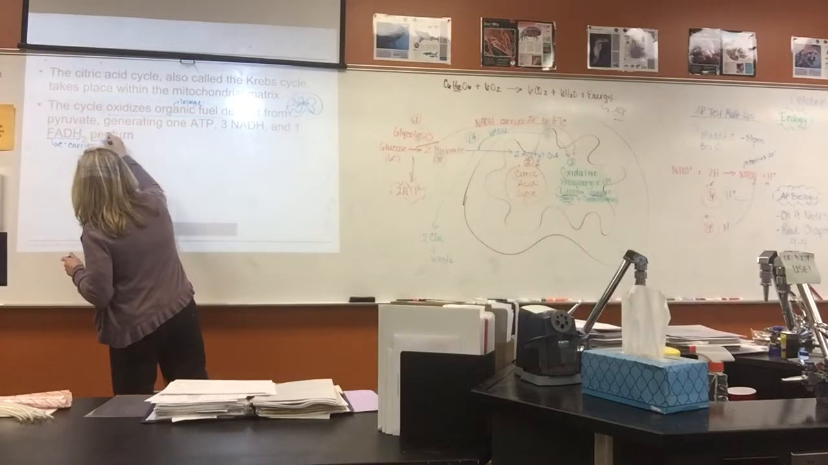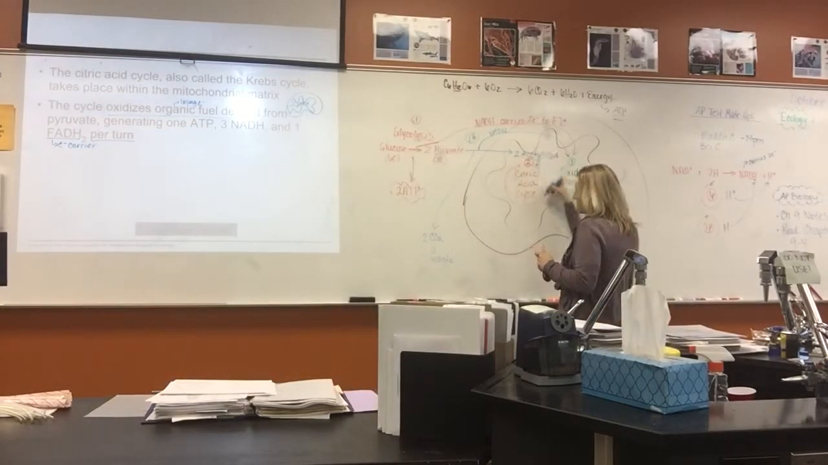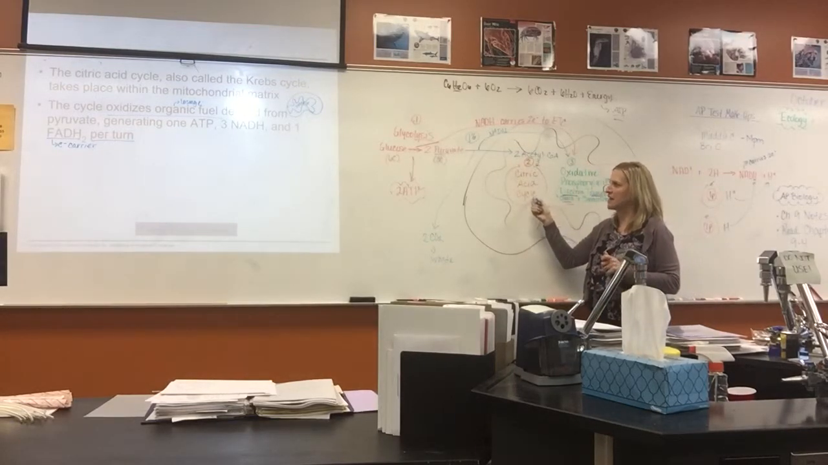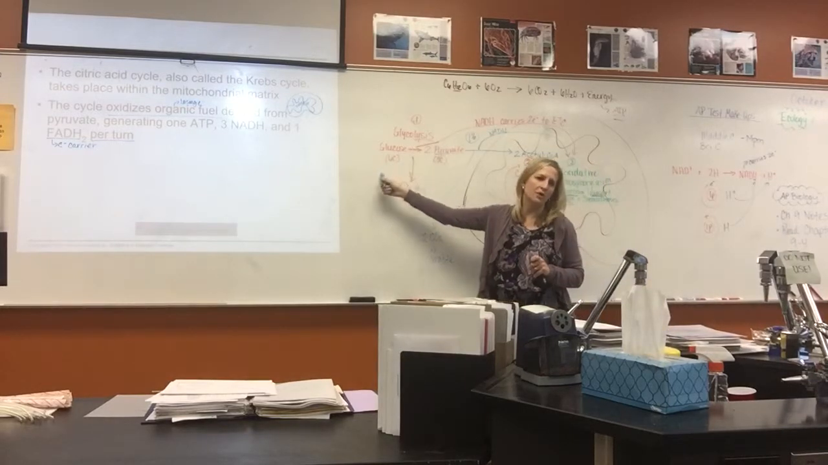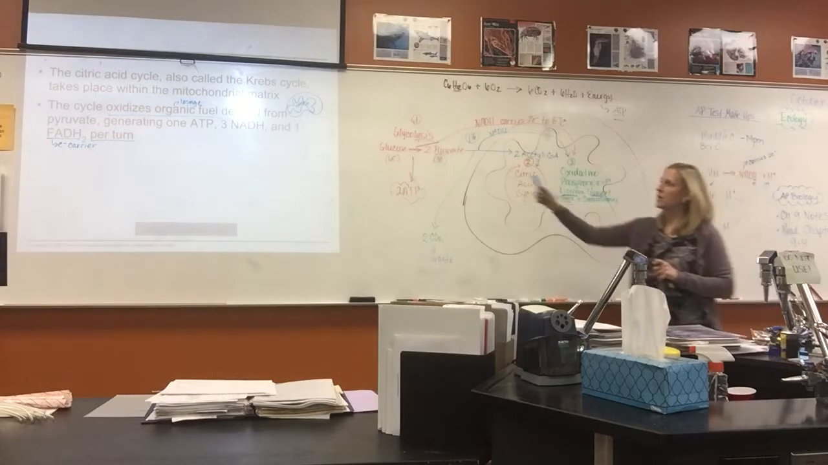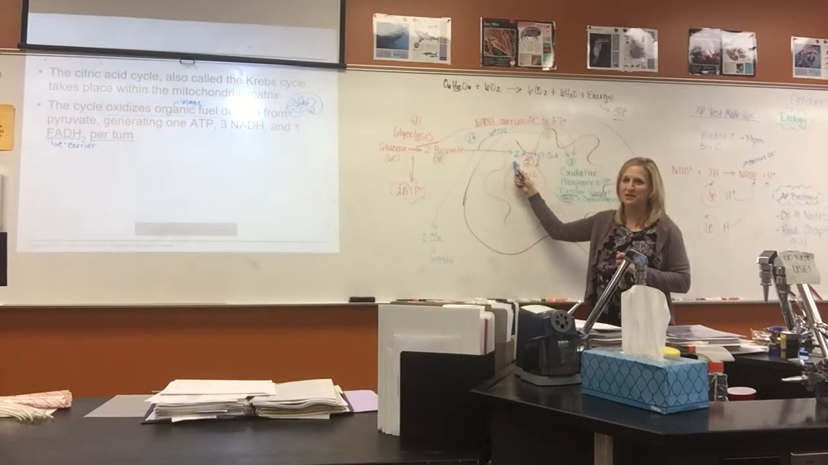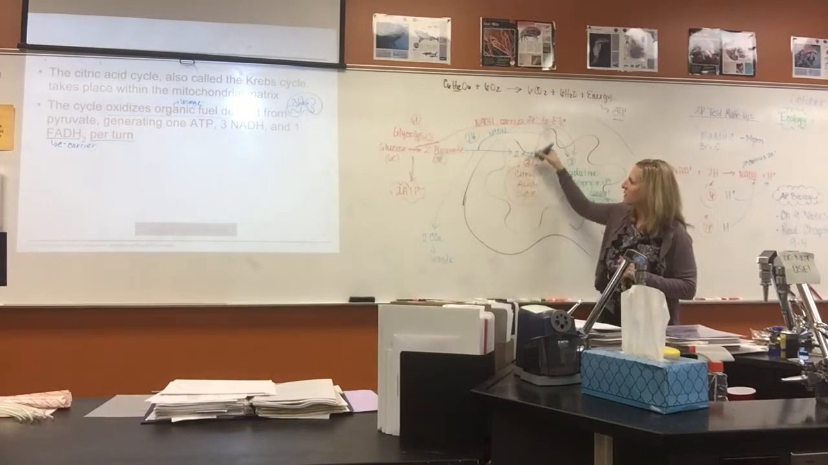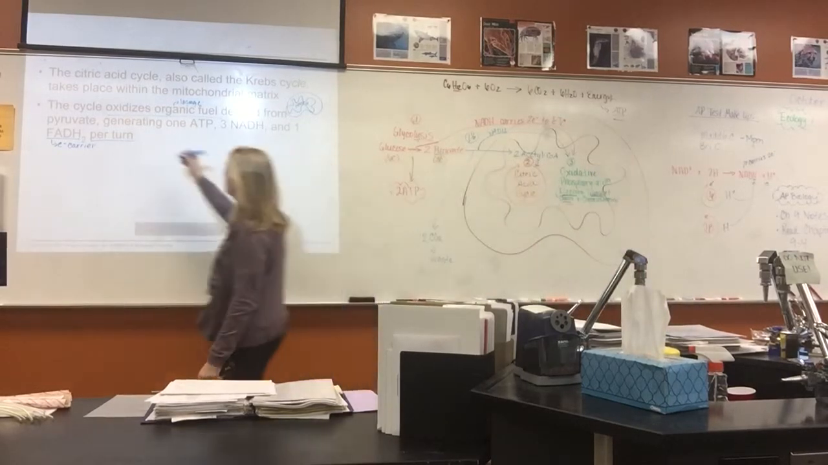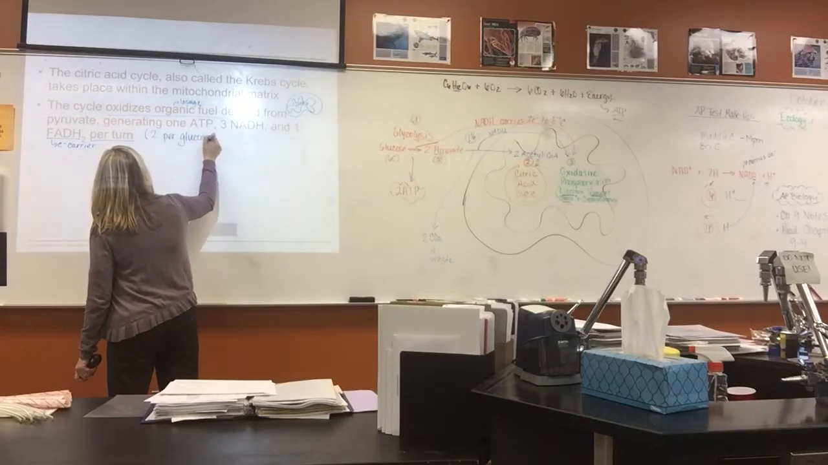Notice that it says per turn. Turn is one cycle, one round of this. How many turns does it take for one glucose molecule? One glucose molecule gets converted to pyruvate, which gets converted to acetyl-CoAs. Each acetyl-CoA goes in separately, so therefore we have 2 turns. All right. So I'm going to put here 2 per glucose.